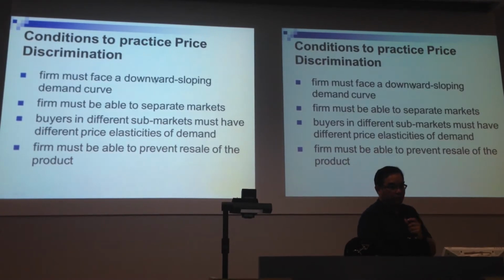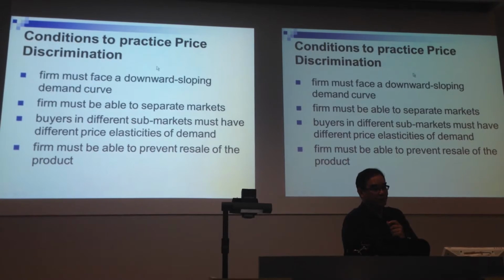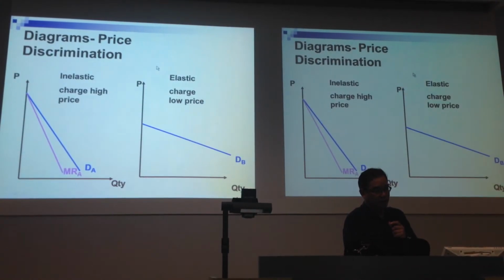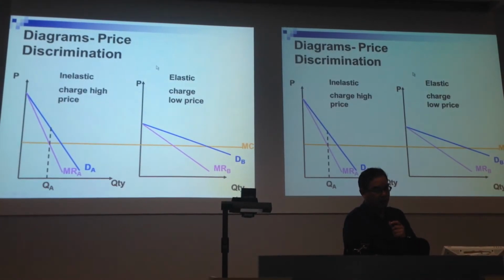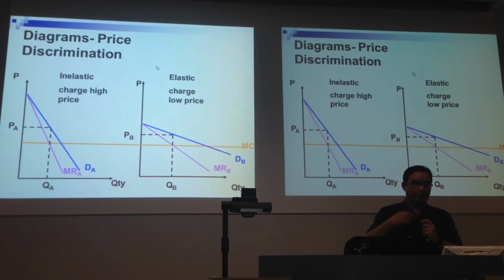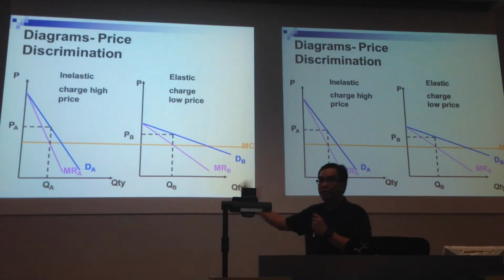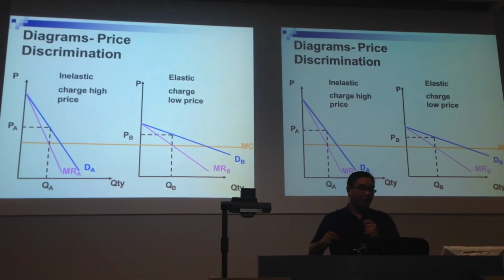Alright, so we also showed you the diagrams for price discrimination, how the price is determined. And point to remember is that the price will always be higher in the market where the demand is more inelastic. In this case, market A.